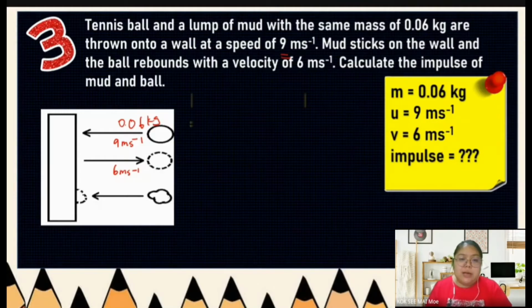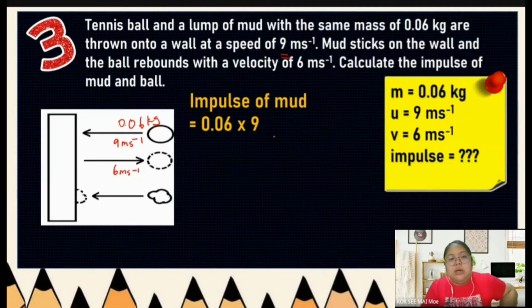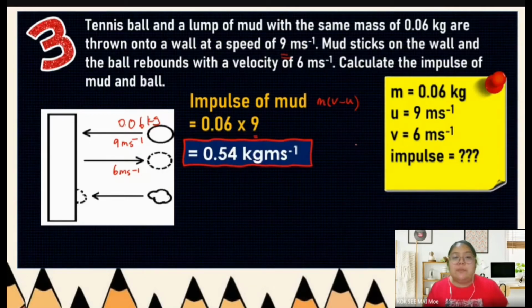We just apply the formula. Impulse is equal to the mass multiplied by velocity, is it? m(v minus u). So we just ignore the mud until the wall, where it stops. We straightforwardly take one velocity, that's 9. So I get it. The impulse of the mud is 0.54 kg m s^-1. Okay, how about the ball?